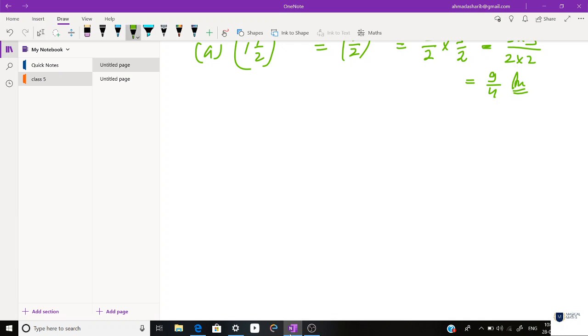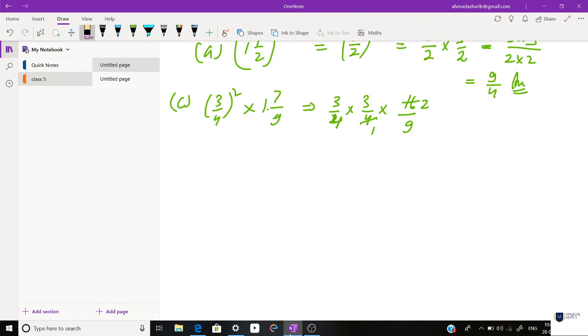Question C of the same question. 3 upon 4 square multiply 1 whole 7 upon 9. So you will write 3 upon 4 2 times. 3 upon 4 multiply by 3 upon 4 into 9 ones are 9. 9 plus 7, 16. 16 upon 9. Okay, so 4 ones are 4, 4 fours are 16. And 3 ones are 3, 3 threes are 9. And 4 ones are 4, 4 ones are 4.